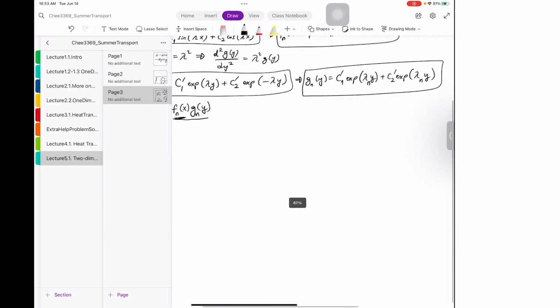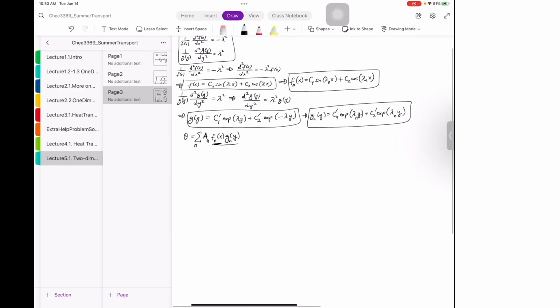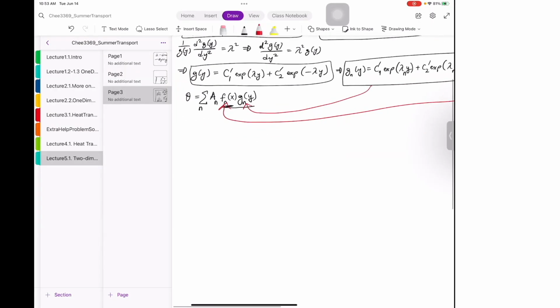Now I should write down my boundary conditions. This is my f, this is my g. So which boundary conditions do we have?